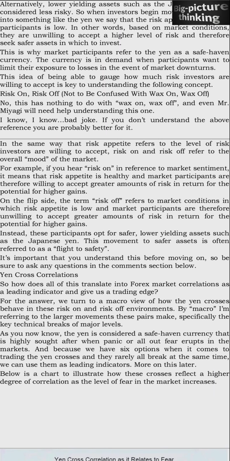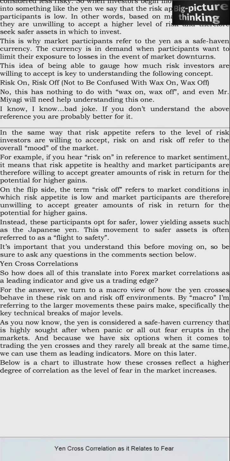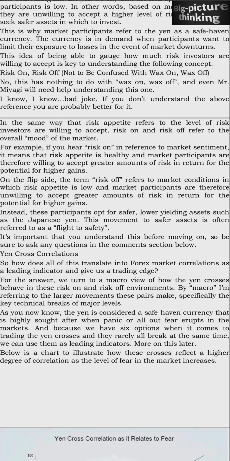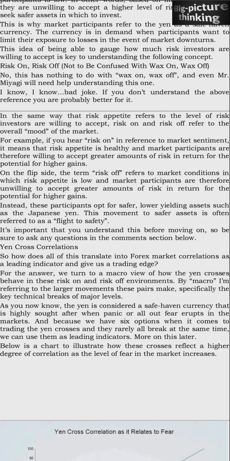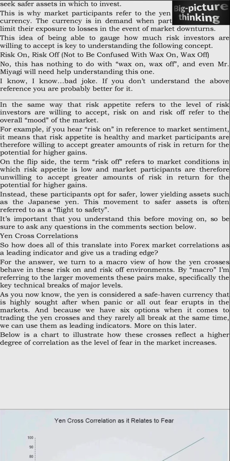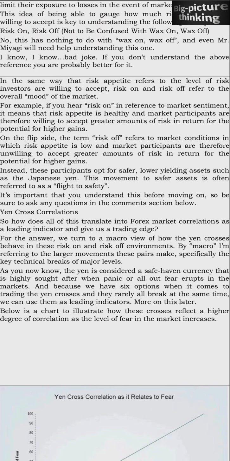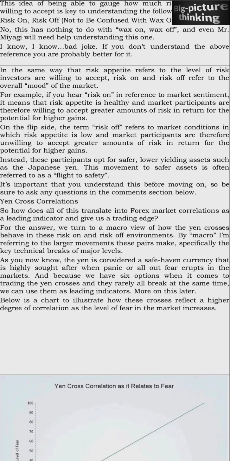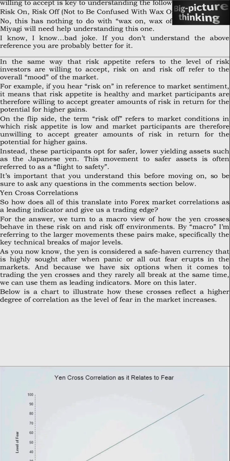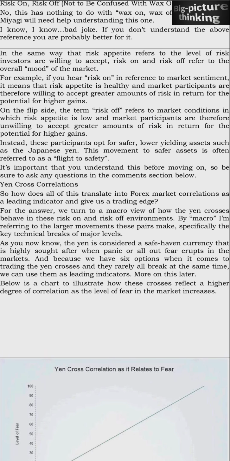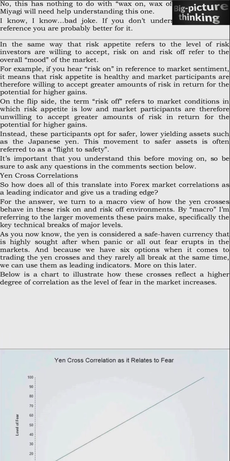In the same way that risk appetite refers to the level of risk investors are willing to accept, risk on and risk off refer to the overall mood of the market. For example, if you hear risk on in reference to market sentiment, it means that risk appetite is healthy and market participants are therefore willing to accept greater amounts of risk in return for the potential for higher gains. On the flip side, the term risk off refers to market conditions in which risk appetite is low and market participants are therefore unwilling to accept greater amounts of risk in return for the potential for higher gains. Instead, these participants opt for safer, lower yielding assets such as the Japanese yen. This movement to safer assets is often referred to as a flight to safety.